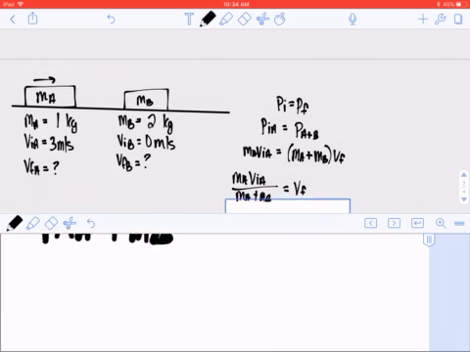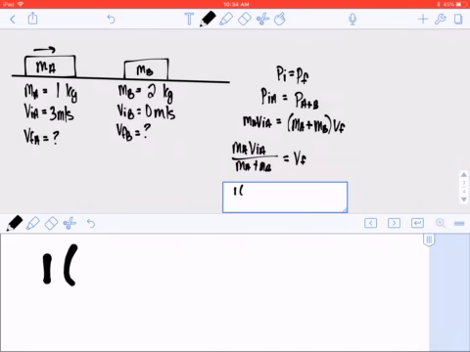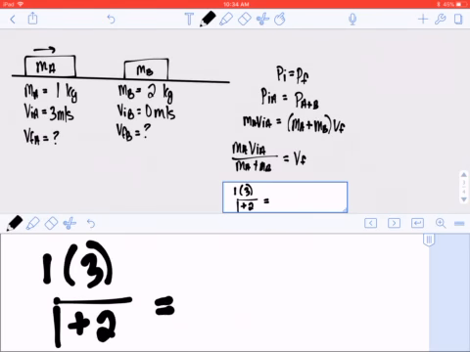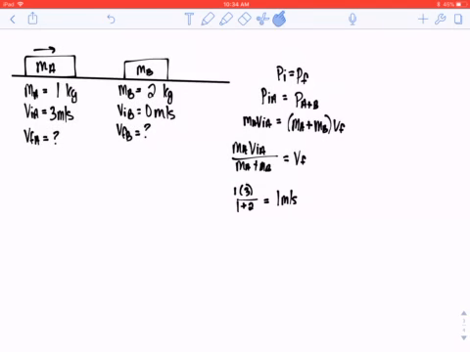Okay, and so let's plug in some numbers. We get 1 times 3 over 1 plus 2. And nice and easy to do in your head, you get a final velocity of 1 meter a second. So again, the difference here is that they stick together, so we have a total mass at the end, right here, times the final velocity, which is the same for both.